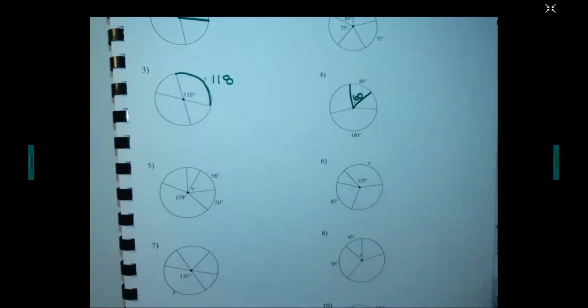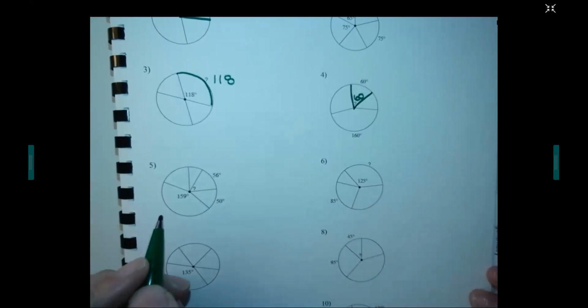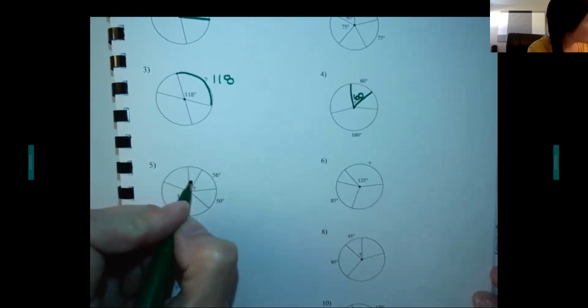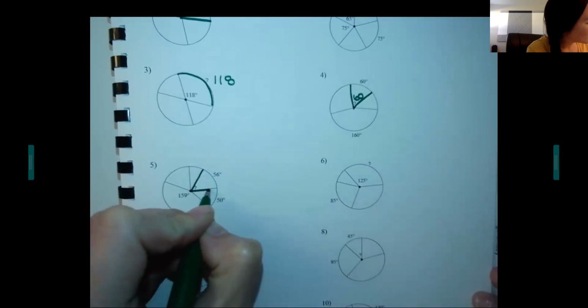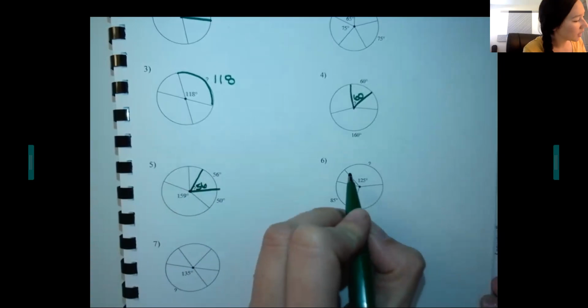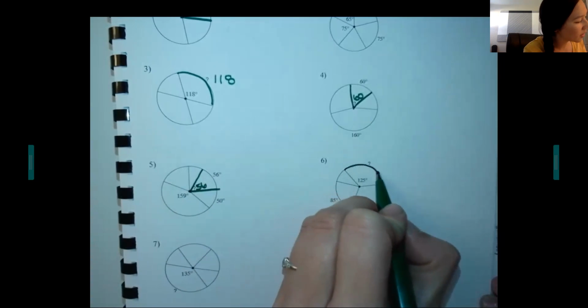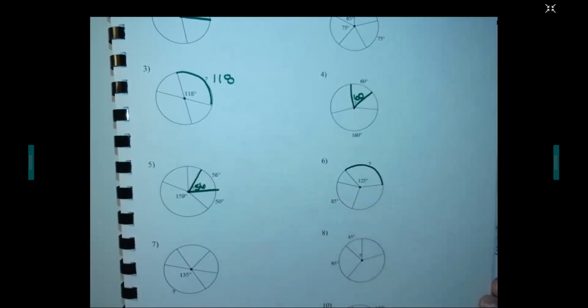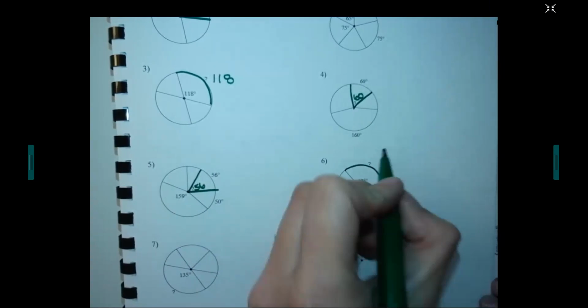For the first one, I couldn't really see it, so I guess the answer will be 56. Yep, very good. The arc is 56, which means the central angle is also 56. And then we need to know this arc. And that will be 125. Very good.